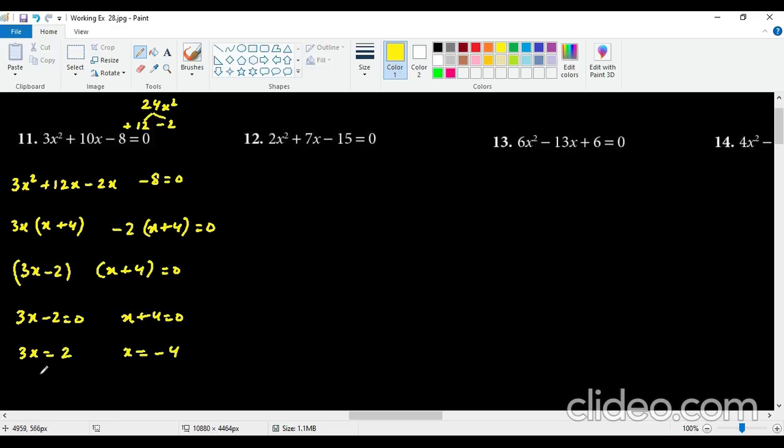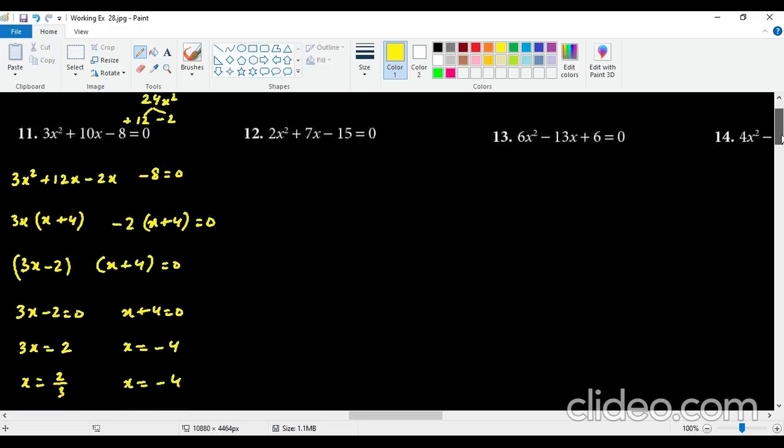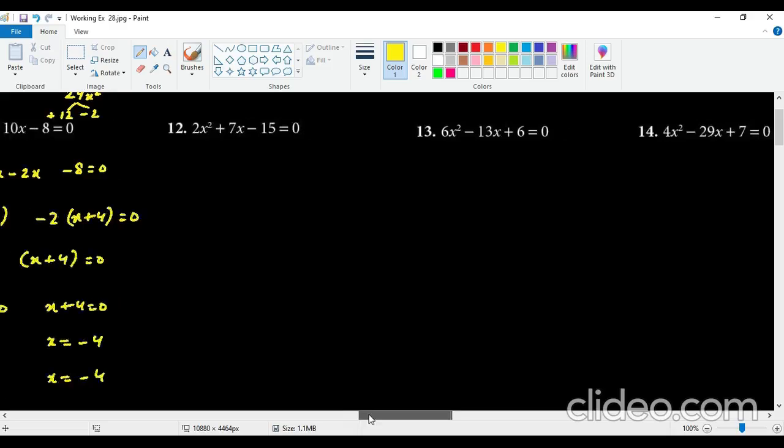Now the x value is 2 over 3 and x is equal to negative 4. These are going to be your two answers. 2 over 3 and negative 4 are your two answers for question number 11. Moving on to question number 12.